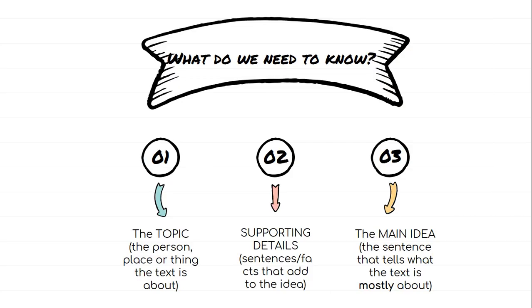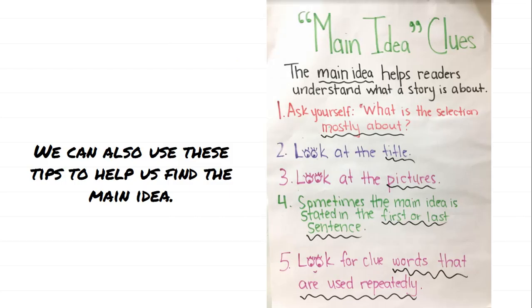So what do we need to know when we're finding the main idea? Well, the first thing is the topic, which is the person, place, or thing that the text is about. The second thing is the supporting details, which are sentences or facts that add to the idea. And the third thing is the actual main idea itself. And normally that is in a sentence that tells what the text is mostly about. Okay, so we can use these tips to help us find the main idea as well.